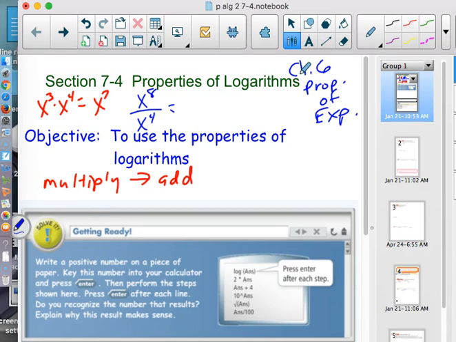Then if we had this, x to the 8th over x to the 4th, what did you have to do? We had to subtract. So division was really subtraction. So if we see that they want us to divide, we're going to have to change that to subtract. And there was another big one. And that one was this.